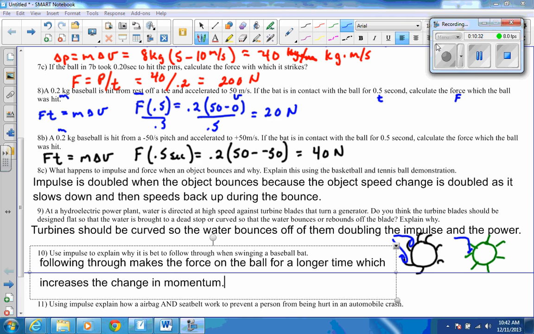Number 10 says, why should you follow through on a bat? Well, following through makes the force on the ball last for a longer period of time. So once again, the longer you swing that bat, the longer the ball is going to be on the bat, which makes the force on the ball act for a longer period of time. That gives it a bigger change in momentum, and makes the ball go farther.